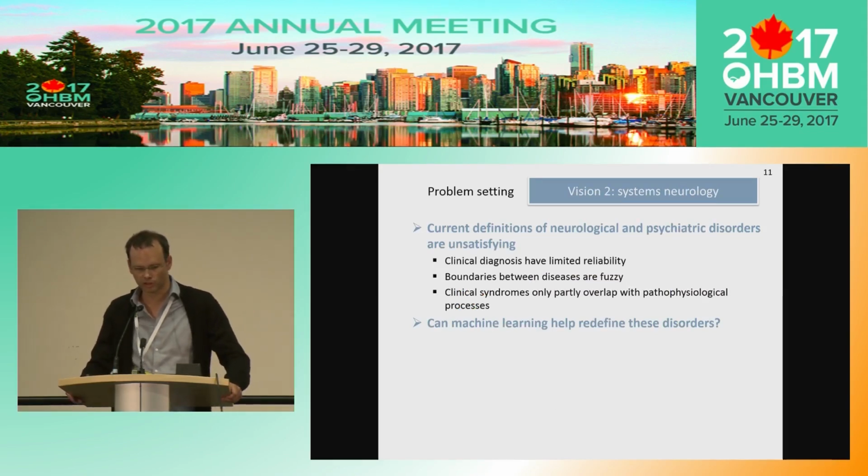Another type of problem we can be interested in is to try to help redefine the boundaries of neurological disorders. Starting with the idea that the current definitions of these disorders are unsatisfying because the clinical diagnoses have limited reliability. The boundaries between the diseases themselves are fuzzy. They are not well defined. And finally, the clinical syndromes, so for example, memory impairment, only partly overlap with pathophysiological processes. So for example, the accumulation of a given abnormal protein in the brain.